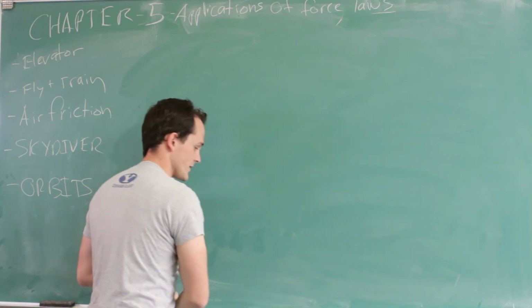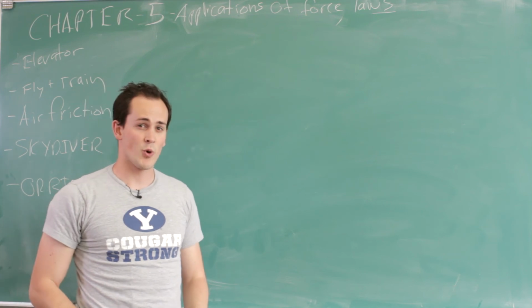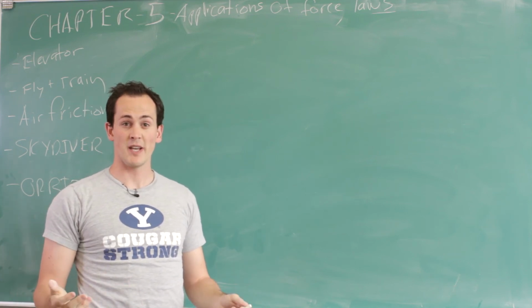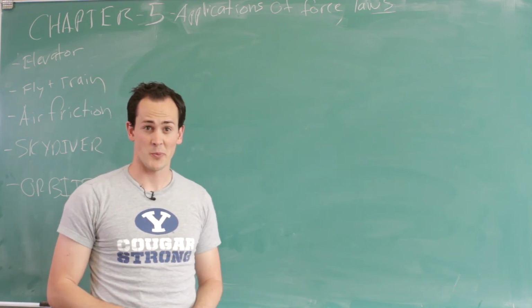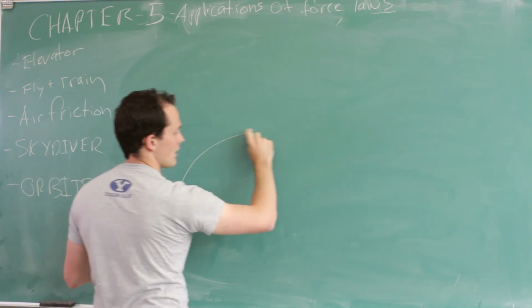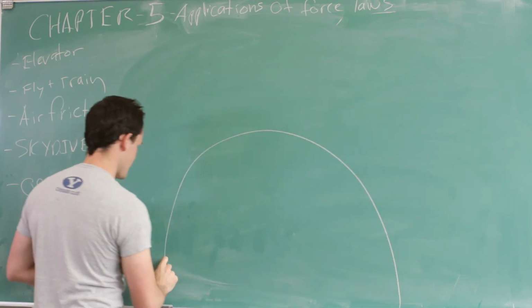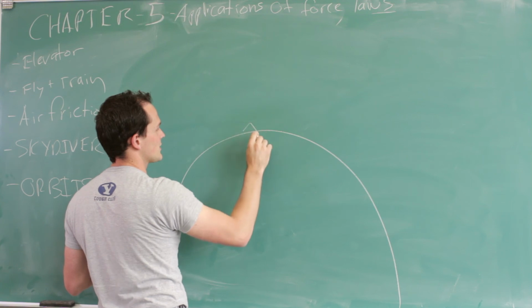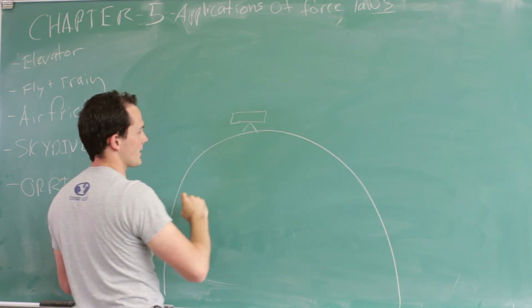Let's talk about orbits. Orbits are extremely important for discussing what happens out in space, as well as how to get up out into space. This is a representation of the Earth. Let's put a cannonball right here, a cannon.